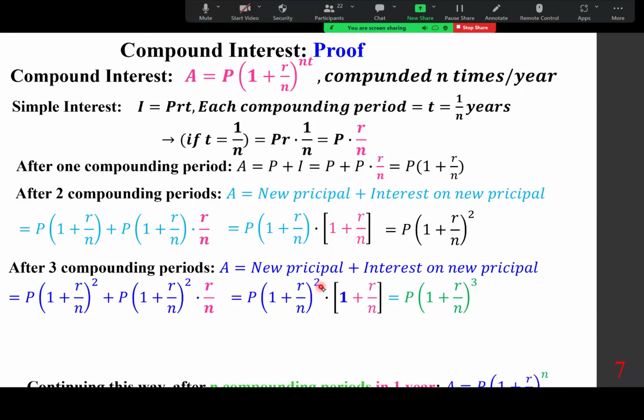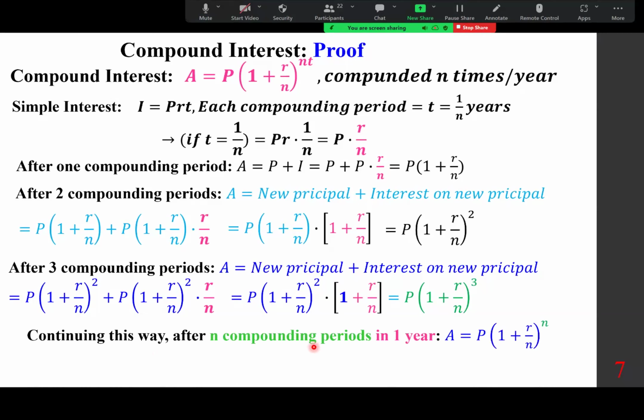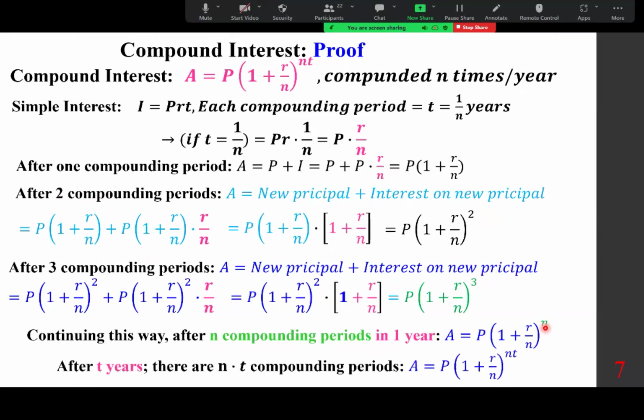Of course, if we continue after n compounding periods, the first one we have exponent 1, we don't write it. The second one, we have exponent 2. The third one, we have exponent 3. The nth one, we must have the exponent n. So after t years, there are n times t compounding periods. That's why nt. This is after t years.